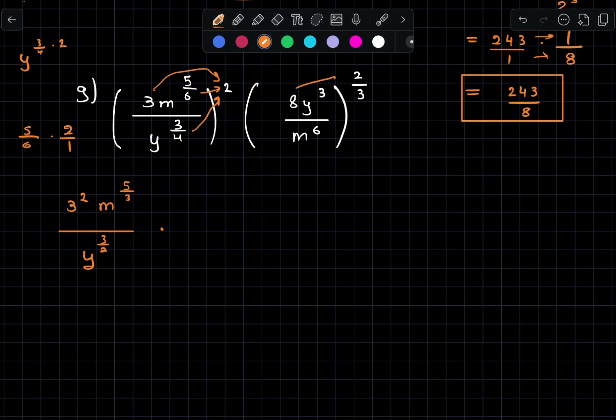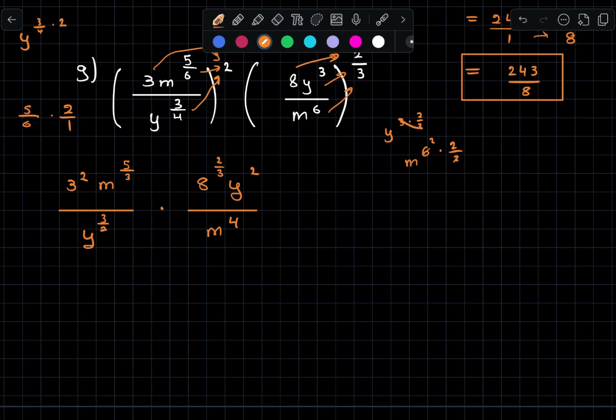Our second one, we're going to do the same idea. Everything is going to be raised to this 2/3 power. So we've got 8 to the 2/3. We've got y to the third times 2/3. So the 3's are going to cancel, right? So it's just going to be y squared that we're left with. And then we've got m to the 6 times 2/3. 6 divided by 3 is 2. 2 times 2 is going to be 4. So we've got m to the 4th here. Okay.